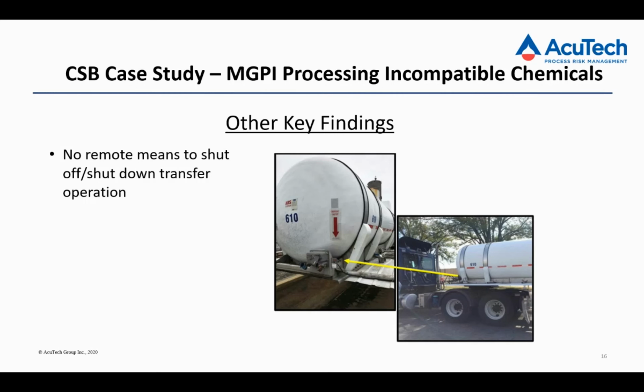MGPI had no means to remotely interrupt the unloading process. There was only the emergency shutoff valve, or a switch, on the front end of the tank truck. And when the chlorine cloud started, the driver had to leave the area and was unable to get back and hit that switch and close the valve.